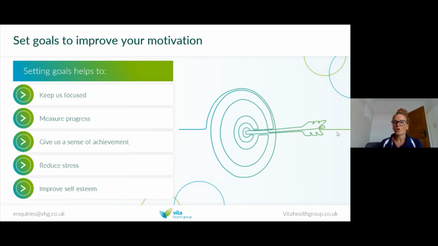It also gives us a sense of achievement. If we achieve the goals we have set ourselves, obviously then we get some achievement. As I said, you've written that down, you've achieved that goal and you've ticked it off, and you feel motivated and you feel like you've achieved that goal. It gives us reduced stress, as we know what we have to do and we've already planned it in. And then you've got improved self-esteem, as you feel better about yourself achieving your goals.